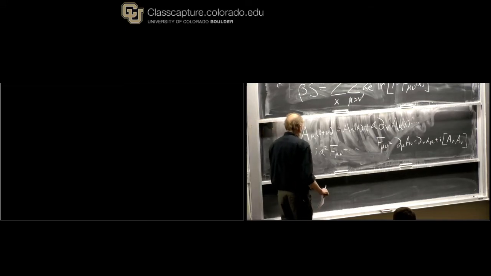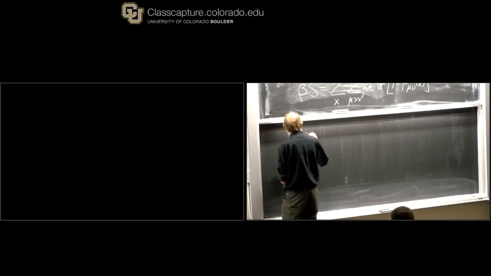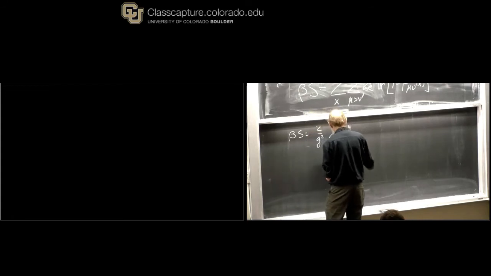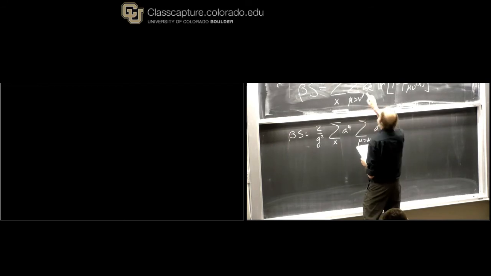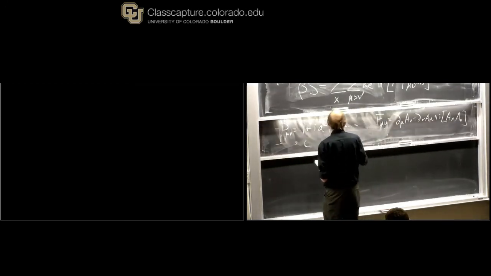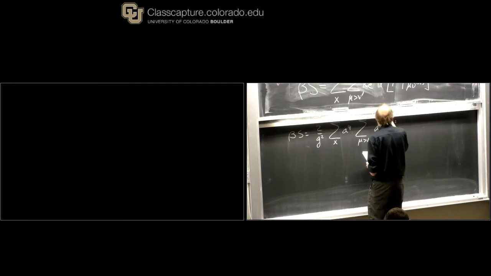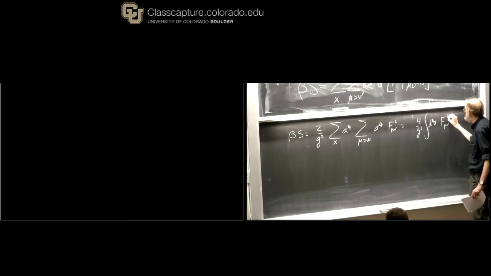But there it is. So what that says is, beta S is equal to 2 over g squared, sum on x, there's an a to the fourth, there's a sum on mu greater than nu, and there's an a squared F mu nu squared, a to the fourth F mu nu squared. And you can all take the limit on things. This is called 4 over g squared, integral d4x, F mu nu F mu nu. So in the naive continuum limit, this is a theory. This is a gauge theory.